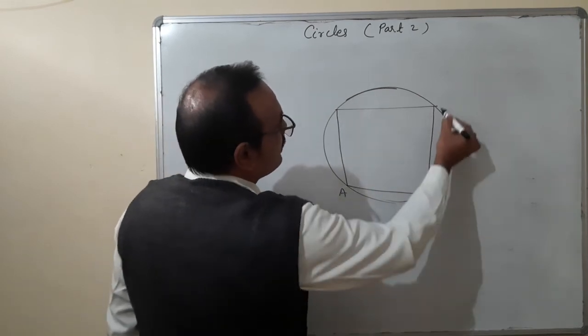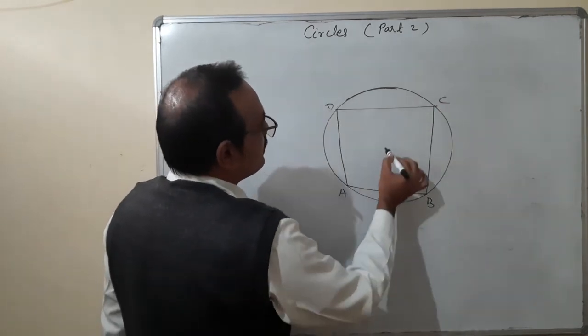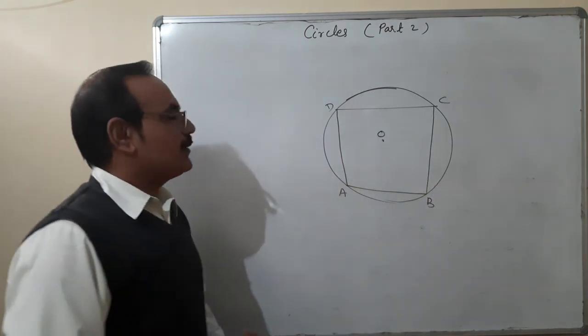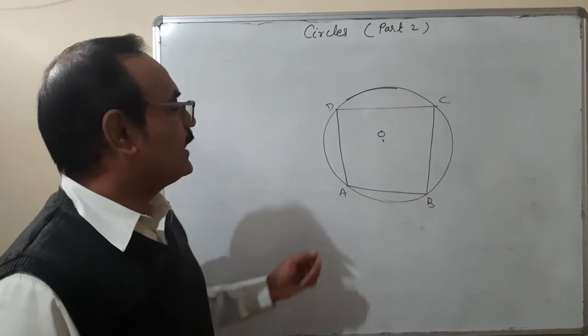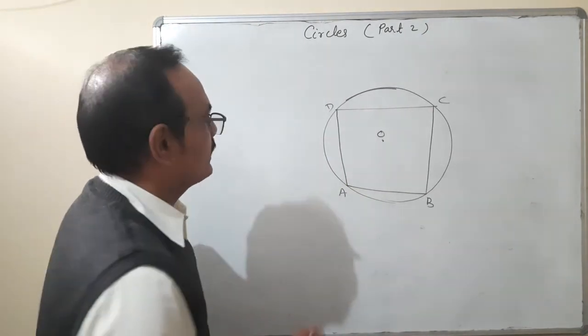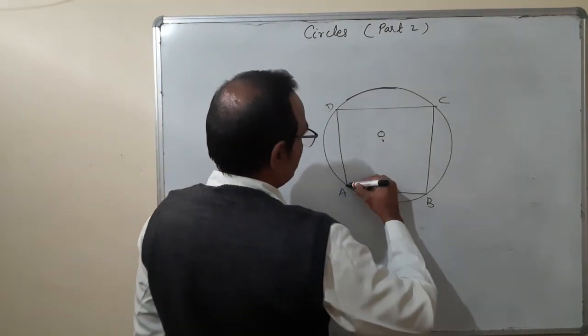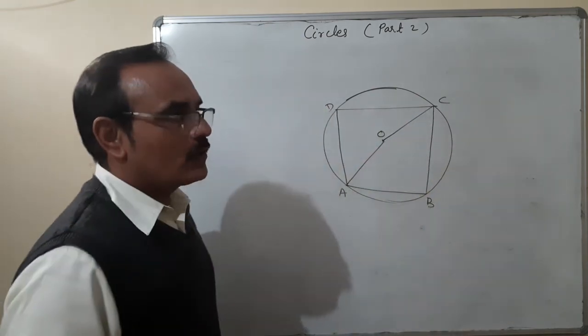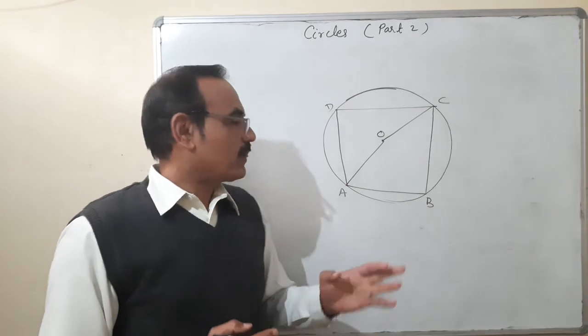ABCD is a cyclic quadrilateral. O is the center of the circle. Okay. And we are proving that A plus C is equal to 180 and B plus D is equal to 180 degree. It's a very simple proof. Join A to O and O to C. Is that okay? Now come to theorem 10.8.